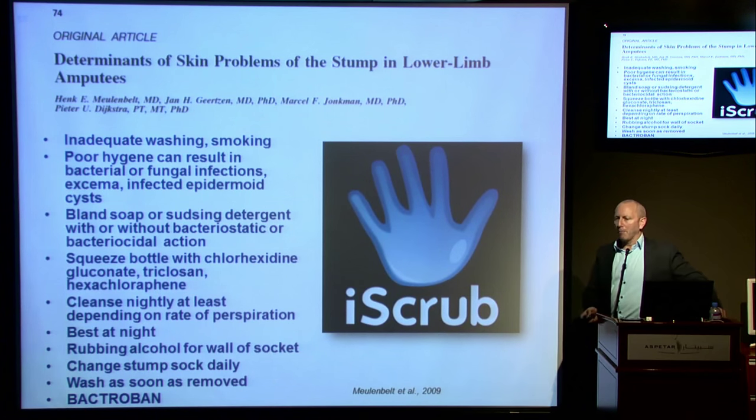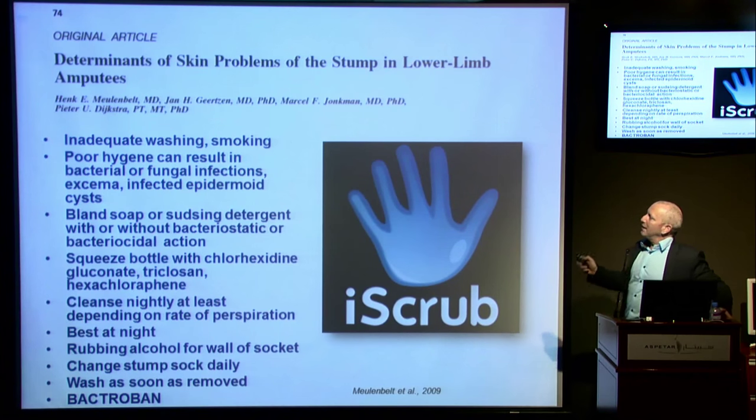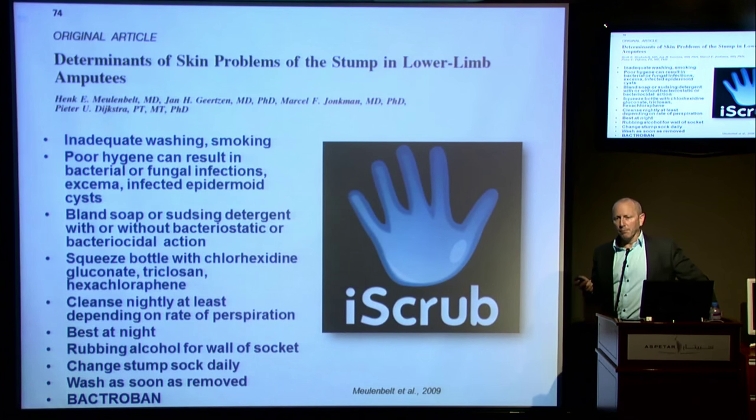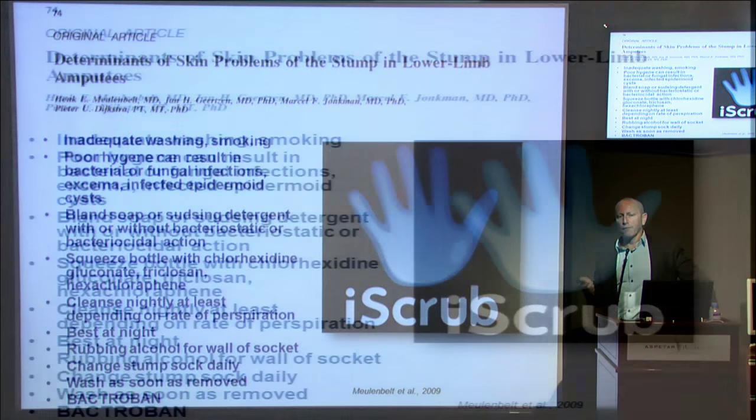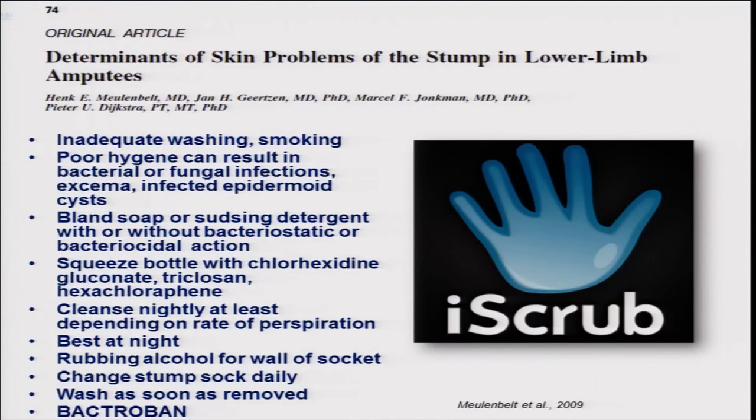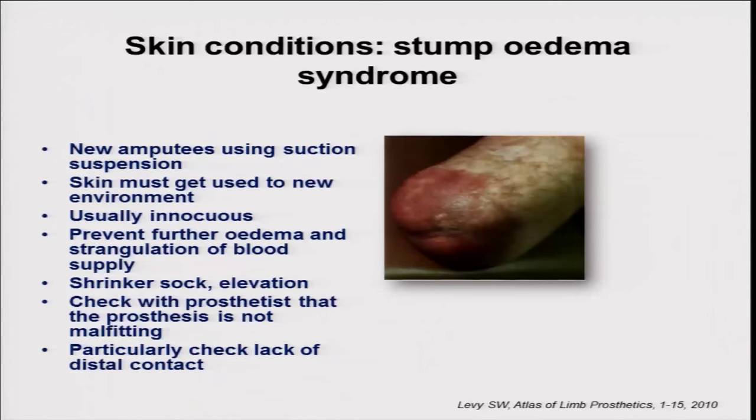Have a look. I'm sure that these slides are going to be made available to you. I haven't got time to go into them in very much detail. But we know that inadequate washing, sweating in gym, not cleaning afterwards, all of those things are high risk factors for stump problems. Smoking. If we have any athletes that actually smoke still, amputees, that makes a high risk for stump problems as well. And my biggest friend is Bactroban or Mupirocin, which is something that I use a lot.